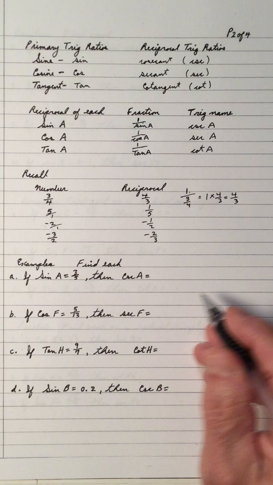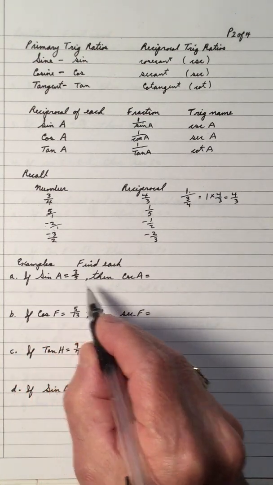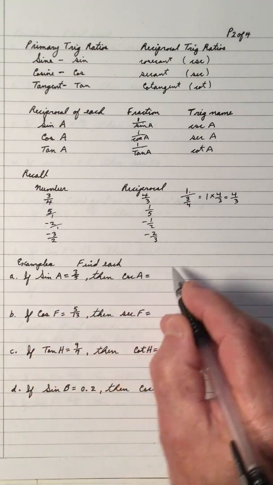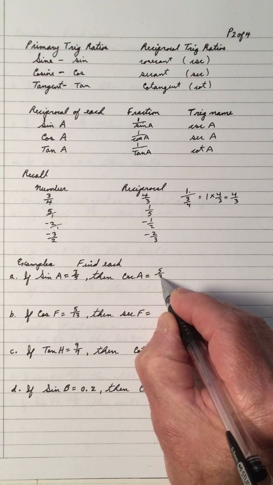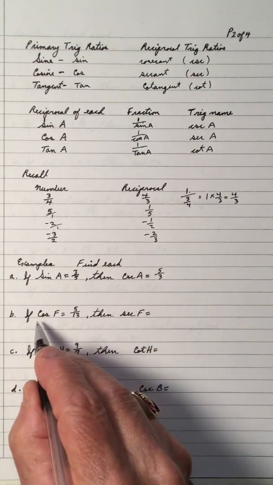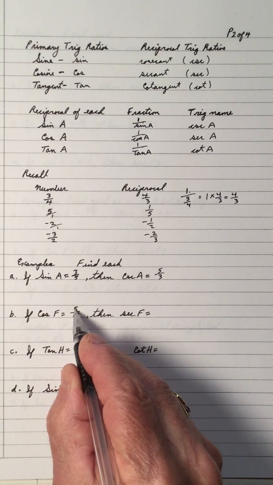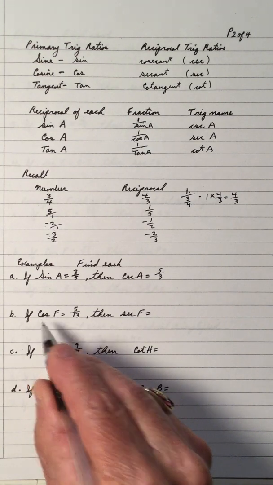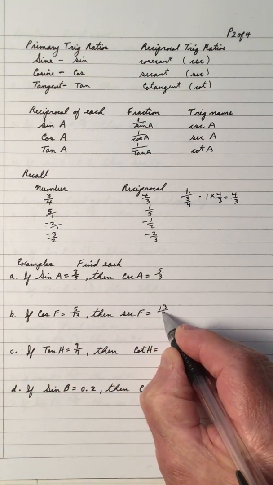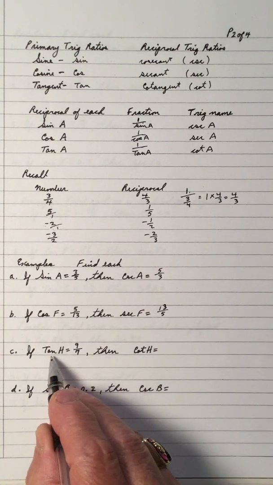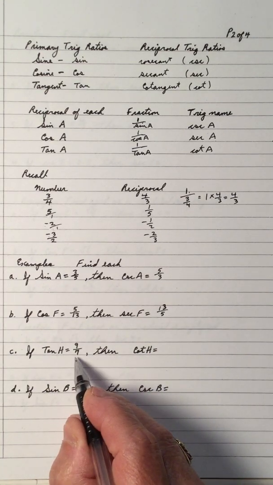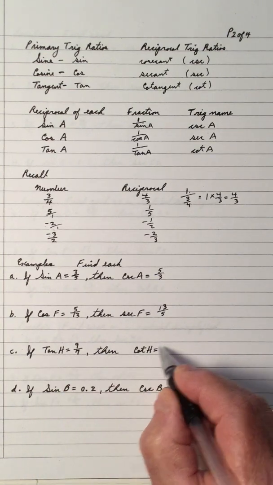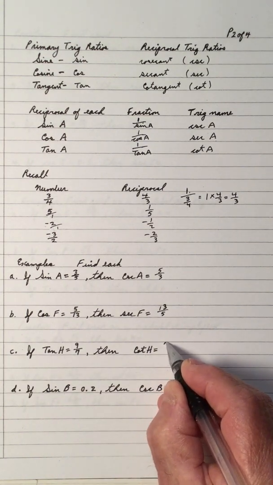Let's do some examples. If the sine of A is 3/5, then the cosecant of the same angle, the reciprocal, is 5 over 3. You flip it upside down. The cos of angle F is 5 over 13. Then the secant of angle F, the reciprocal of cos, is 13 over 5. And the tan is 9 over 7. Then the cot is the reciprocal. Notice they're the same angles, so tan and cot are reciprocals of each other, so it's 7 over 9.